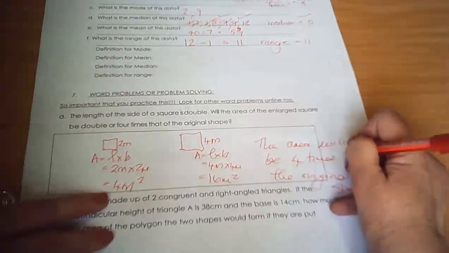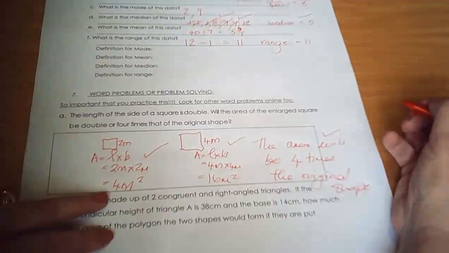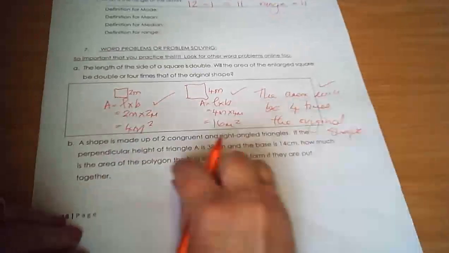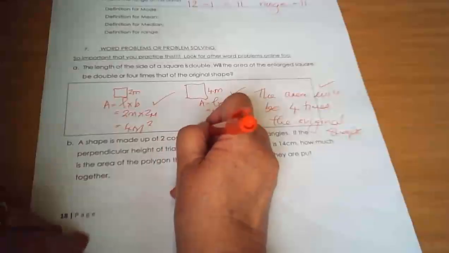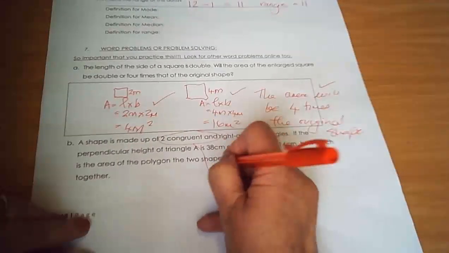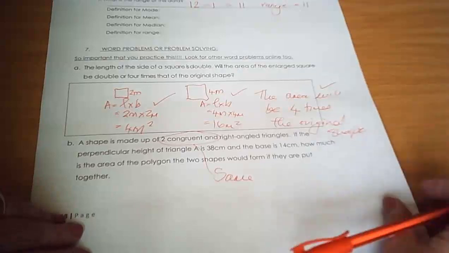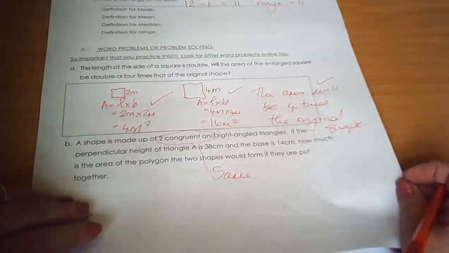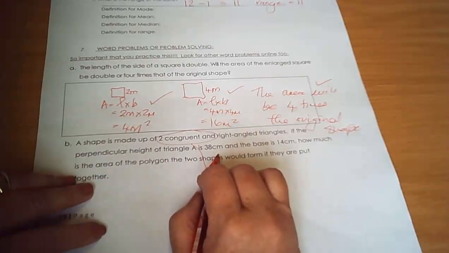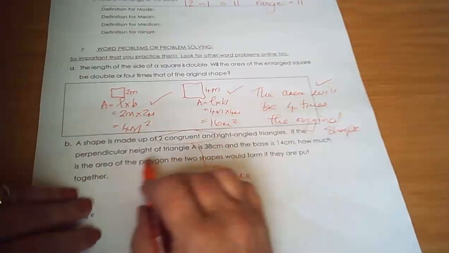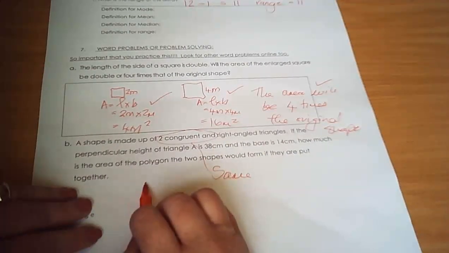Remember to answer the question, because you're going to get this. Okay, now a shape is made up of 2 congruent and right-angled triangles. Congruent, guys, the same, so identical, exactly the same. All right, now right-angled, you know. If the perpendicular height of a triangle A is 38 centimeters, the base is 14. How much is the area of the polygon if I put the 2 shapes together?